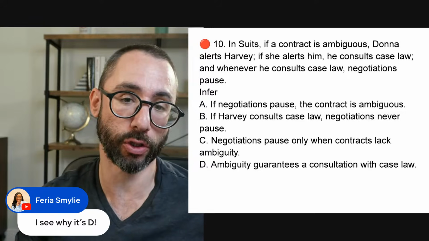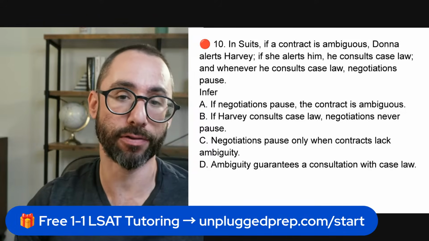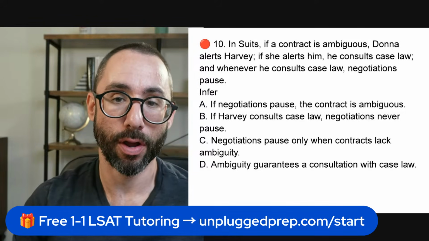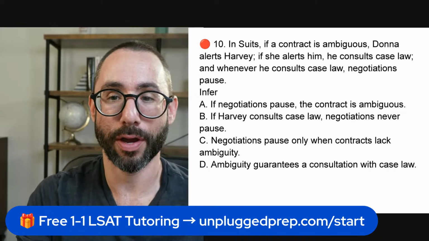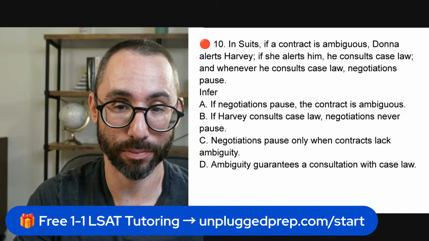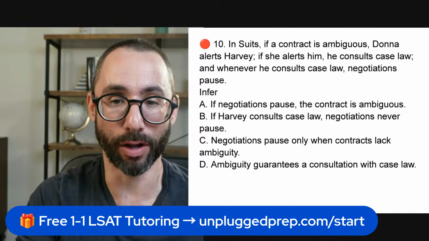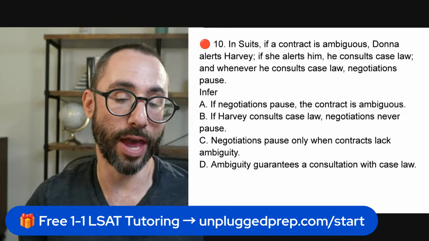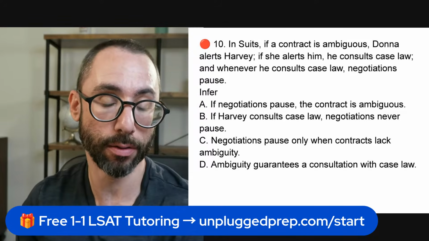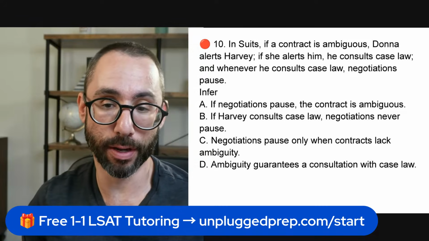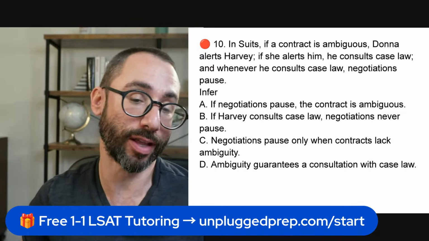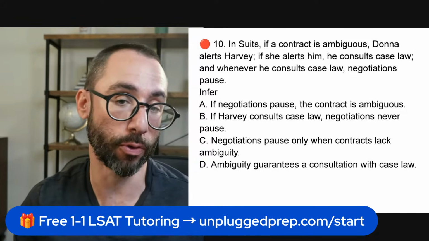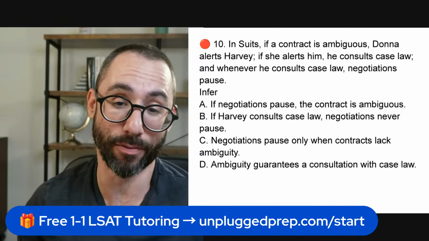So this conditional is a bit more complicated. This chain has 4 different variables: ambiguous, alerts, consults, and pausing. Contract's ambiguous, Donna alerts, he consults case law, negotiations pause. So it goes A, arrow B, arrow C, arrow D. And the correct answer choice D is just basically going A requires C rather than A requires D, but that's fine, still a valid inference.